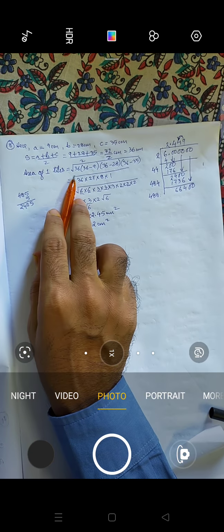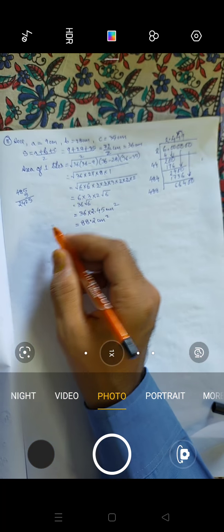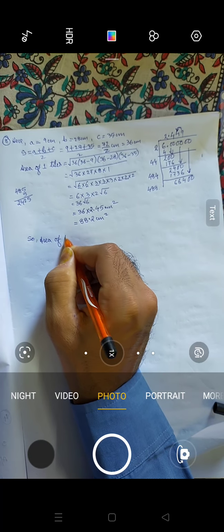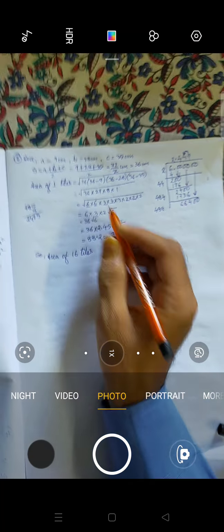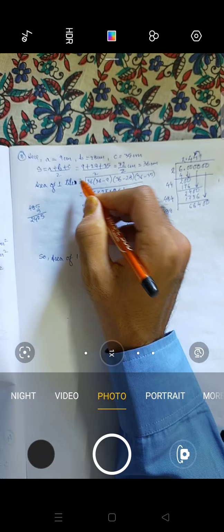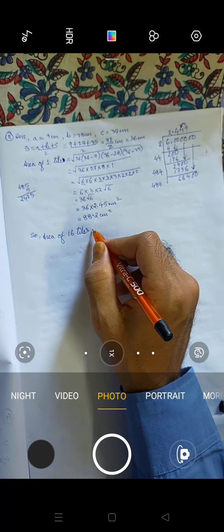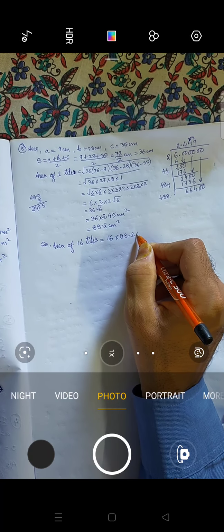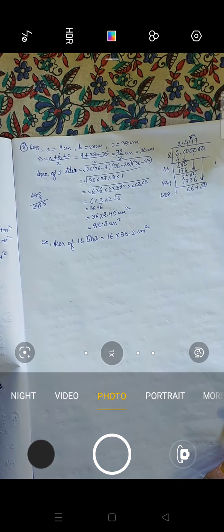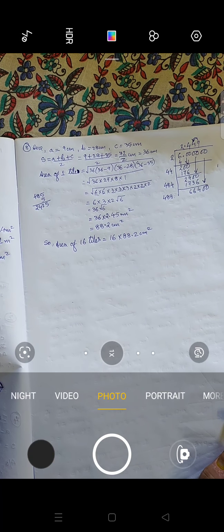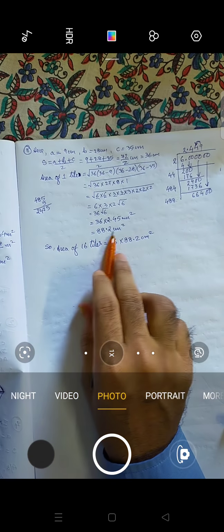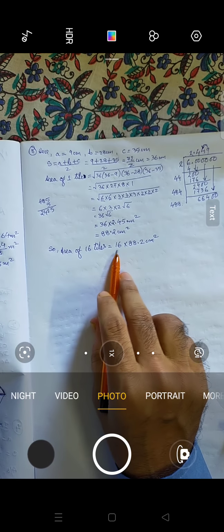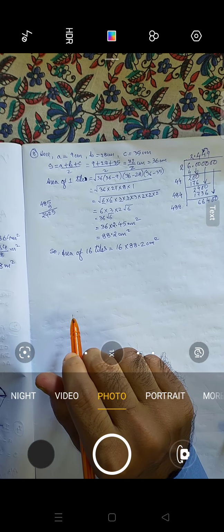Okay, now this was the area of one tile. We were having 16 tiles. So we'll say that the area of 16 tiles, okay, this is one tile, so we have to write tile, not tiles. Area of 16 tiles equals 16 into 88.2 centimeter square. Any doubt? This was the area of one tile, so for the area of 16 tiles we have to multiply. Okay, so no need to multiply this one, just check it. What is the question? How much will it cost?